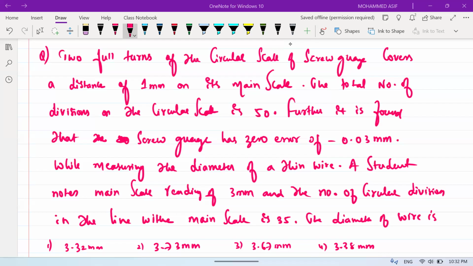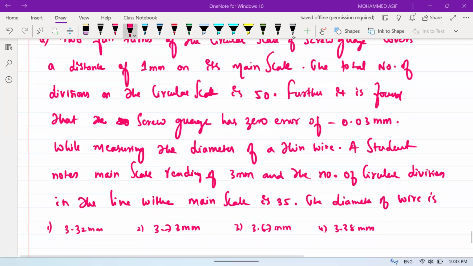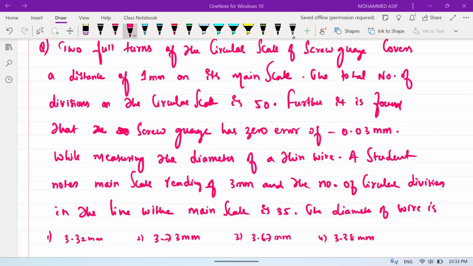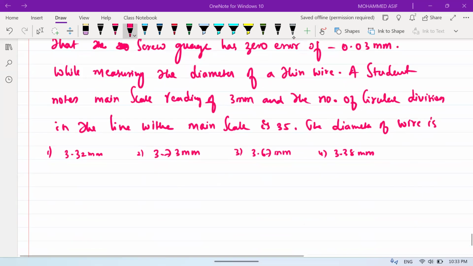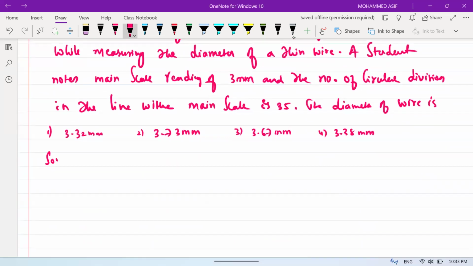Anyone? First option their answer. And someone is giving us 3.32. कितना आ रहा बेटा? 3.67, sir. 3.67. Okay. Tell me the least count बेटा. Anyone? Least count कितना आ रहा बताइए? 0.01 mm.